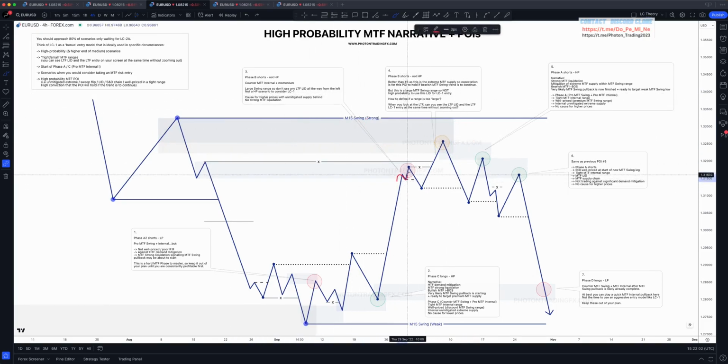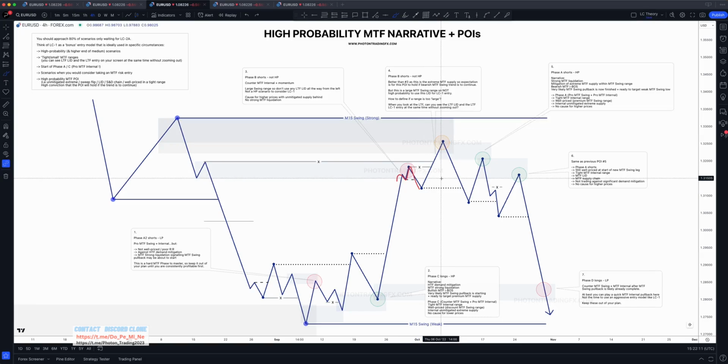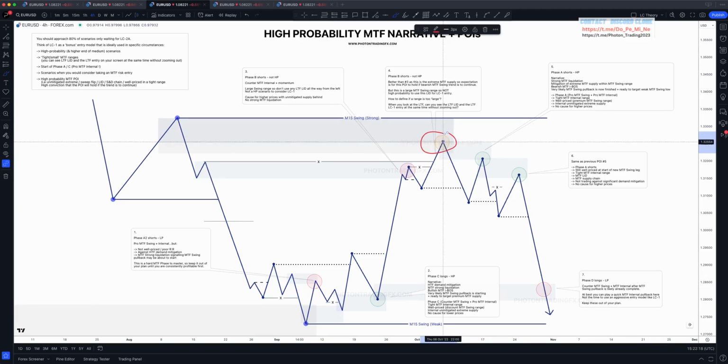I mean, even better, wait for an MTF CHoCH. And I haven't drawn it here, but technically that would give you a new POI. Okay, maybe you could consider LC1 within there, but again, it's still not the best. Whereas this here is still phase B, because this is again pro swing but counter internal. But why is this a little bit higher probable? Why is this a bit better than this, even though they're both phase B? Well, for a few reasons.